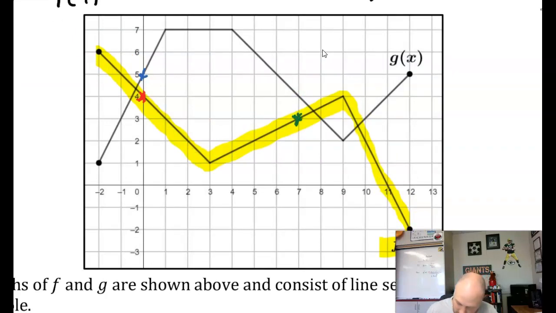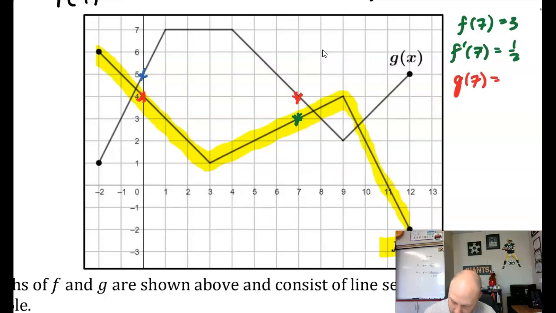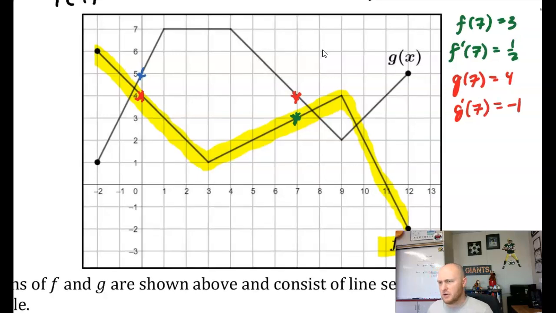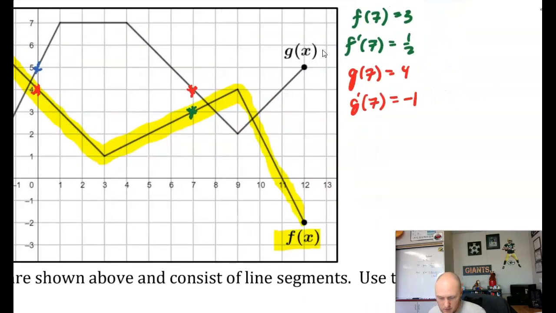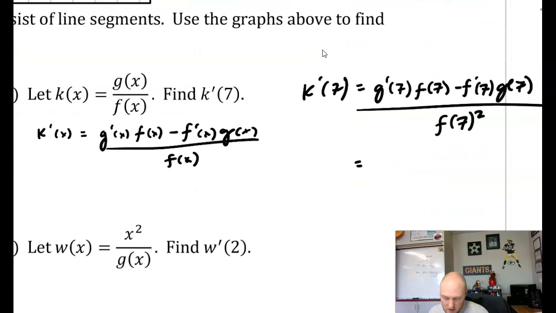Okay, here's f. So f of 7 is equal to 3. F prime of 7 is equal to 1/2. G is right above it. G of 7, that's 4. And the derivative there looks to be negative 1. Okay, so those are the values that I need for my function.